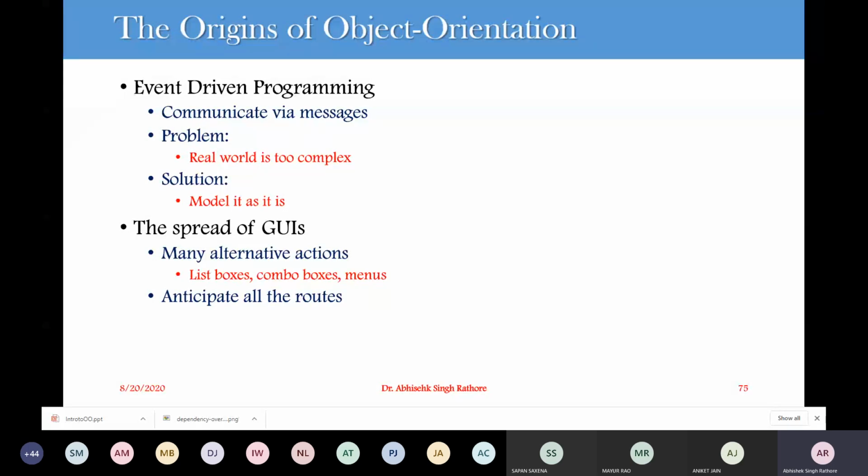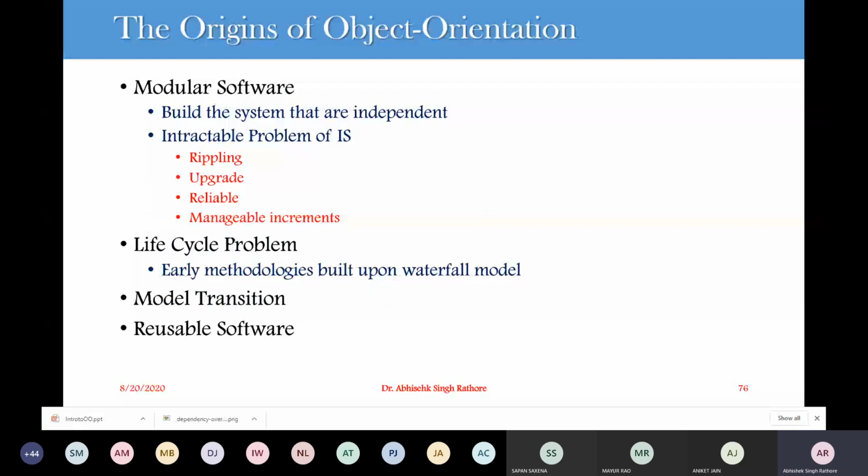So for the interface designer, the problem is that we have to anticipate all the possible routes that are shown from the GUI. All the desktop applications are difficult to design using a procedural language. So again, this is a key idea for the origin of object orientation. The main thing is that we have to anticipate all the routes. Then the next thing that comes is modular software.